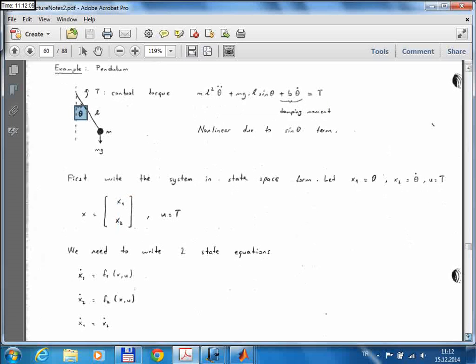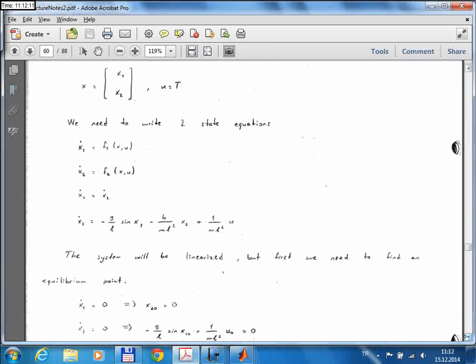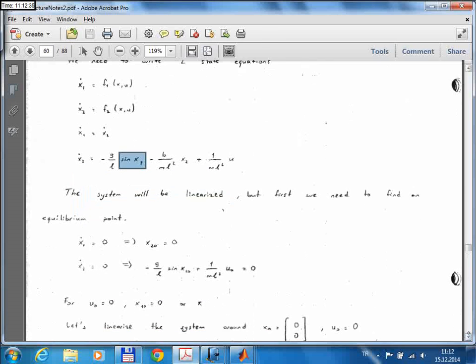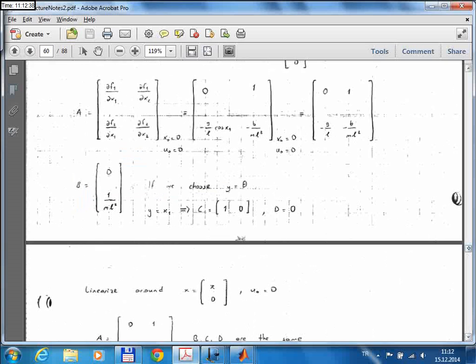When you do that, your state equations become the following. The first state equation is this. There should be a dot here. x1 dot is equal to x2. And x2 dot is equal to this function, and you have this nonlinearity. So the state space form is a nonlinear function.